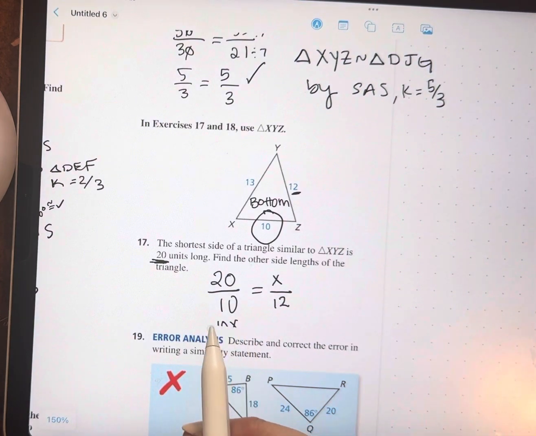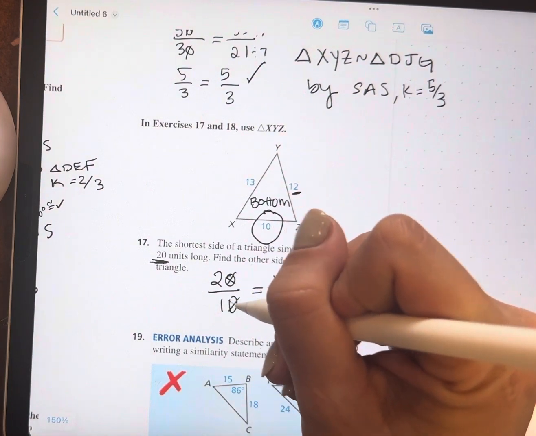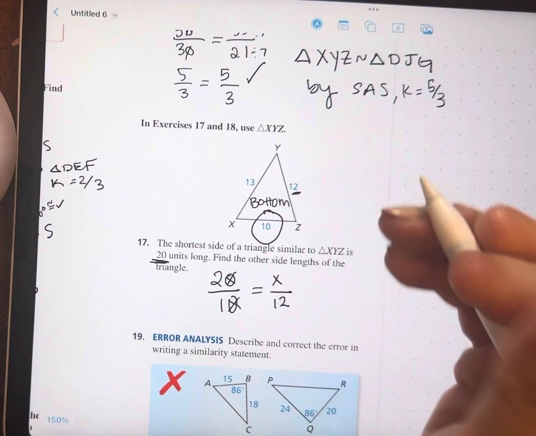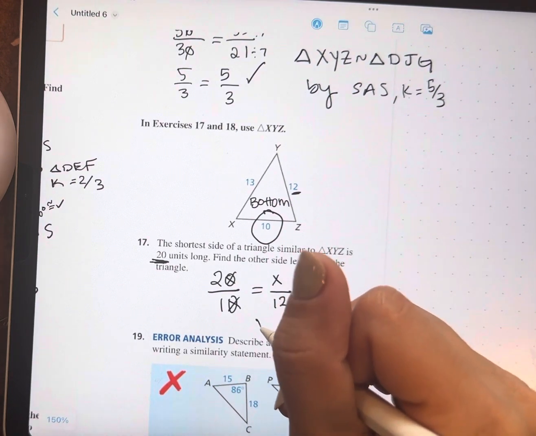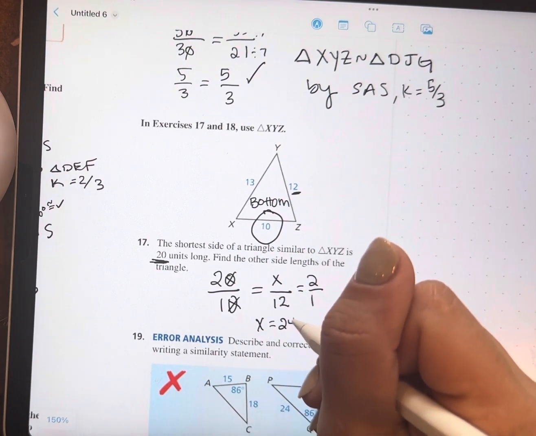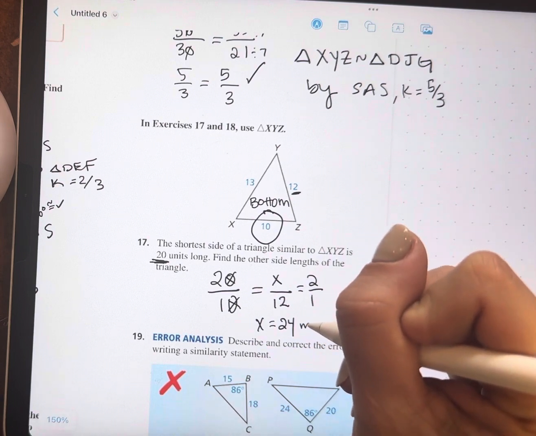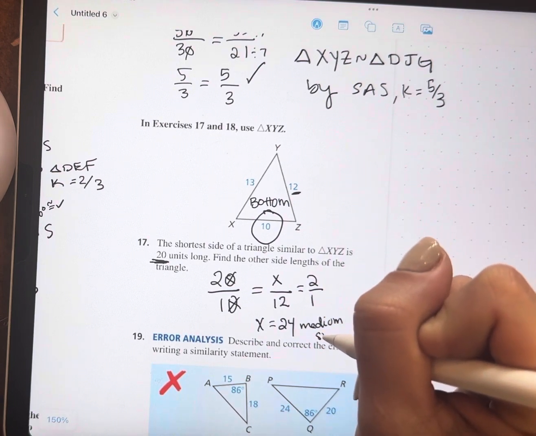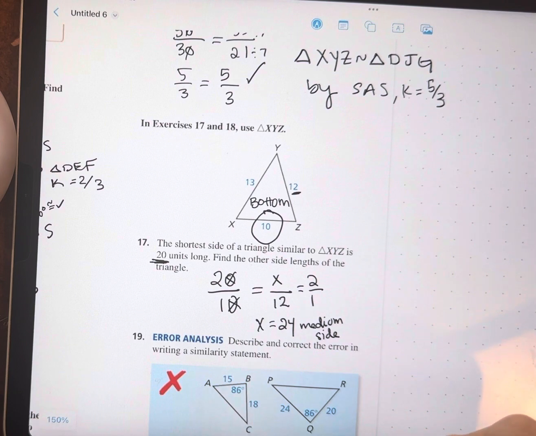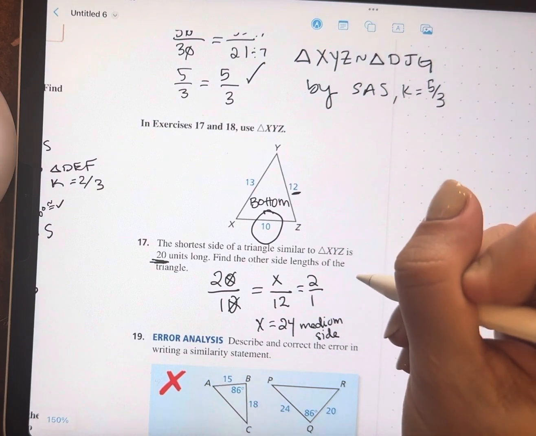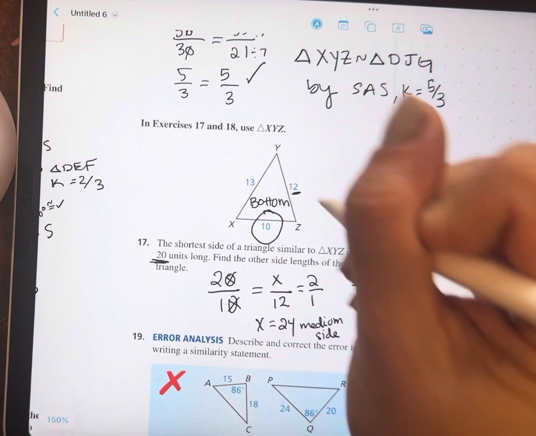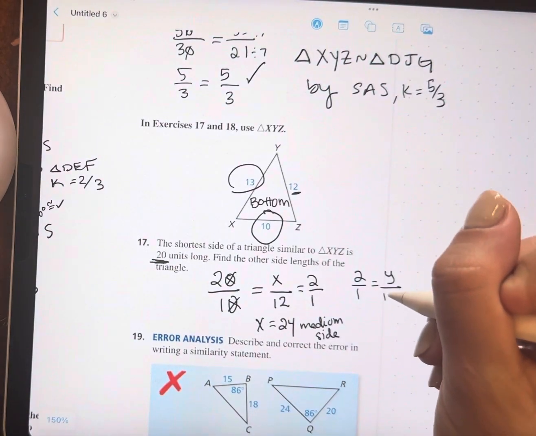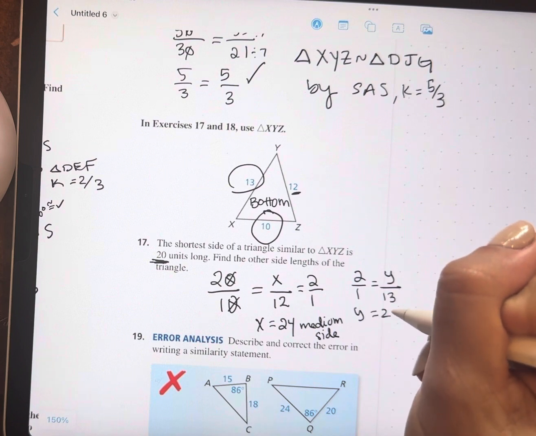Sorry, I really want to reduce this fraction because it's so easy. These cancel. So this is just 2 over 1. And that means that X equals 24. This is the medium side. Then to find the long side, still I've got 2 over 1 equals, and I'll use a different letter, Y over the long side, which is 13. Y equals 26.